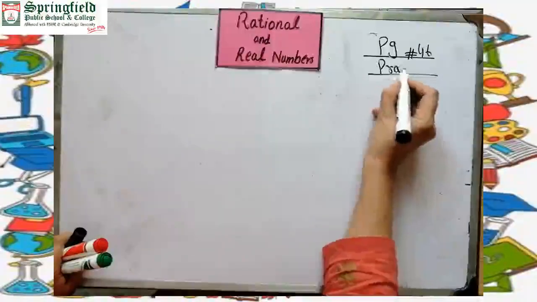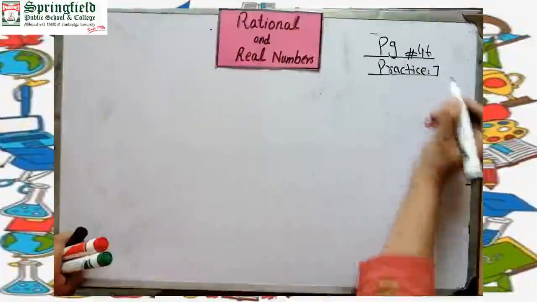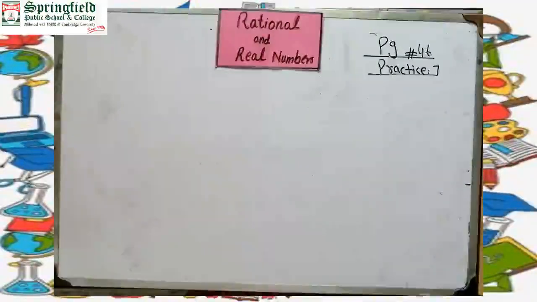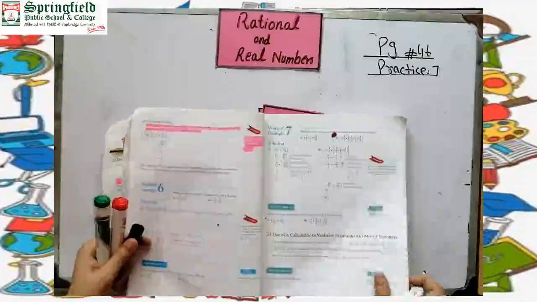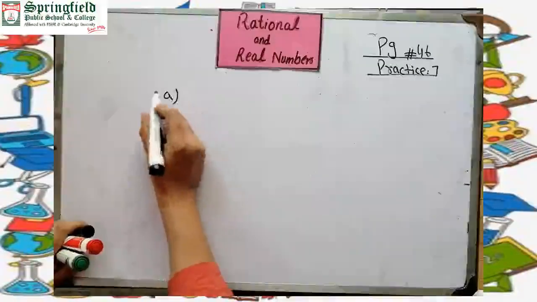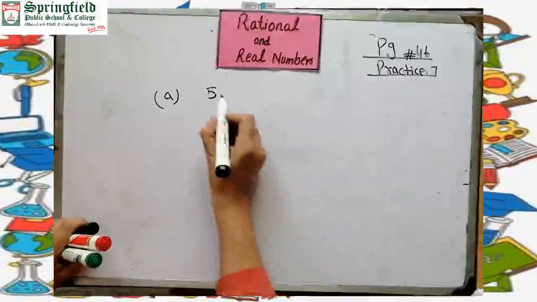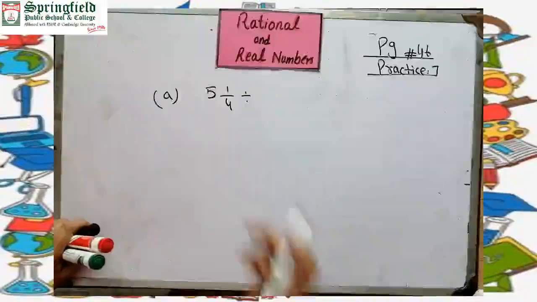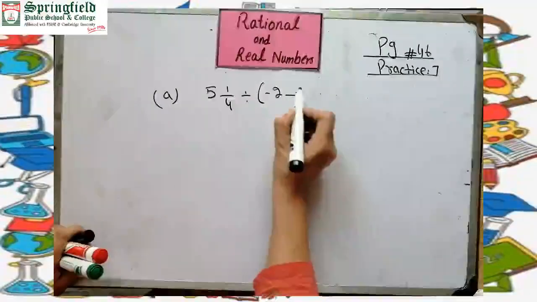Practice number 7, question number 1, part A. Look, part A, come on. Part A: 5 whole 1 by 4, divided by the second number in brackets, minus 2 whole 4 by 5.